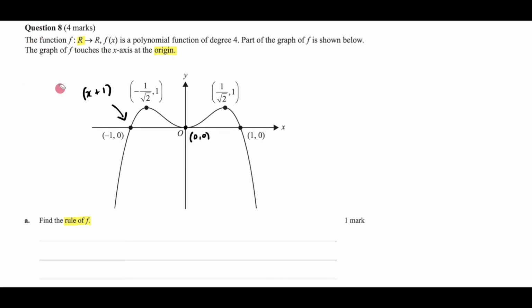Okay, so let's now apply that same logic over to this side right here. This one is obviously going to be x minus 1, because if I set that equal to 0, x is equal to 1.